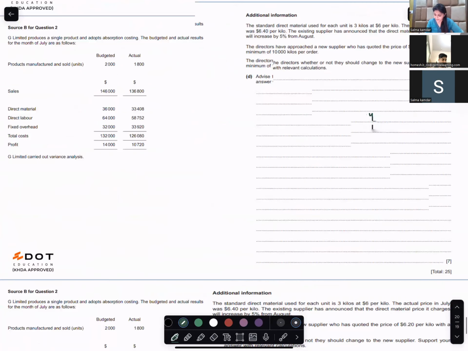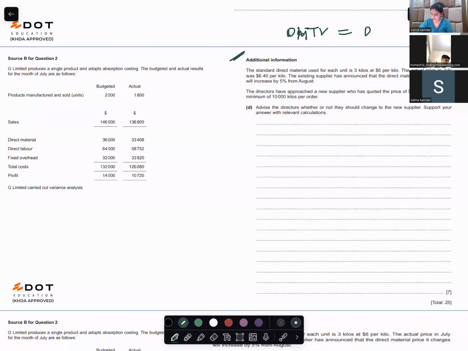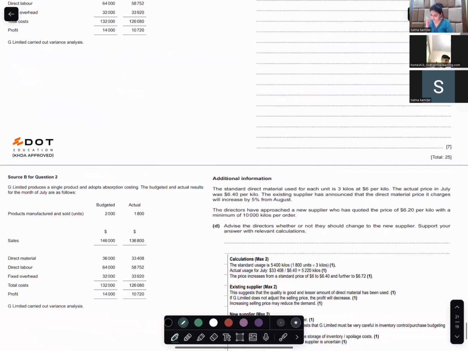Read the D part. First try the D part yourself. This will be direct material total variance. What are the reasons for the difference in the direct material total variance? Try it, read it, and then I will ask you. I'm giving you time. Come on, read the question, dear.